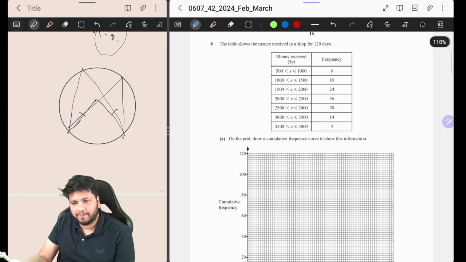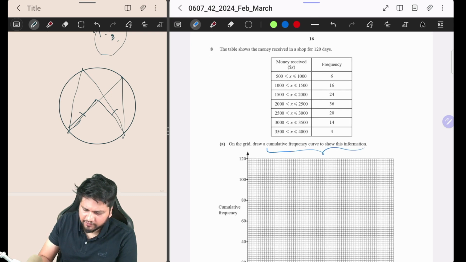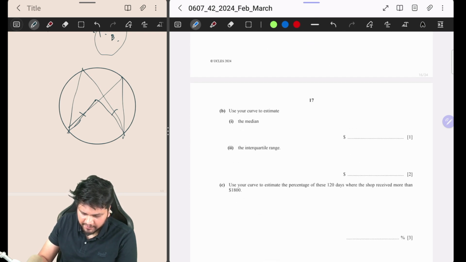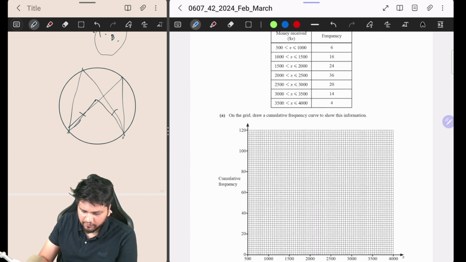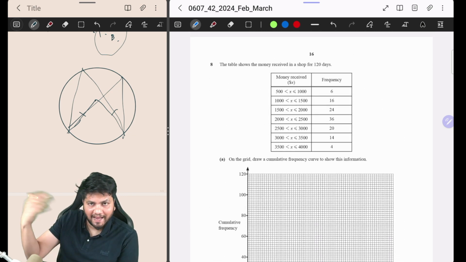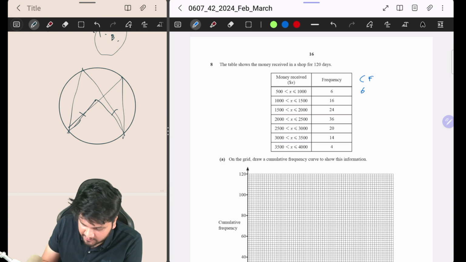Cumulative frequency. In this question, you have to draw the cumulative frequency curve. Obviously all the questions will be connected: interquartile range, median, and all of those things. Since it's a cumulative frequency, we keep on adding. So we'll make this table. Less than 1000 it is 6. Then we keep on adding, it's going to be 22.